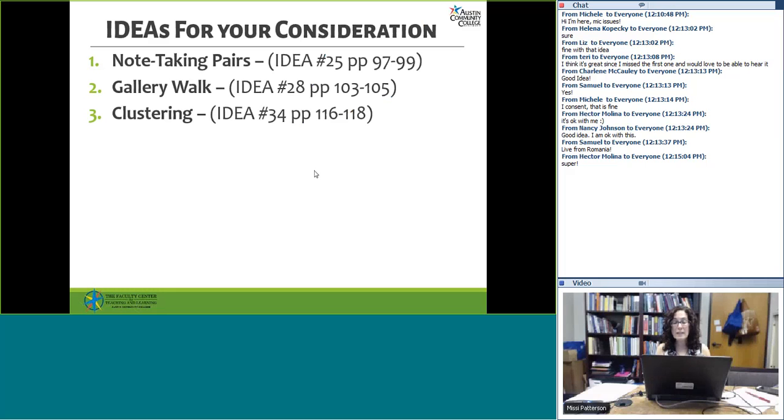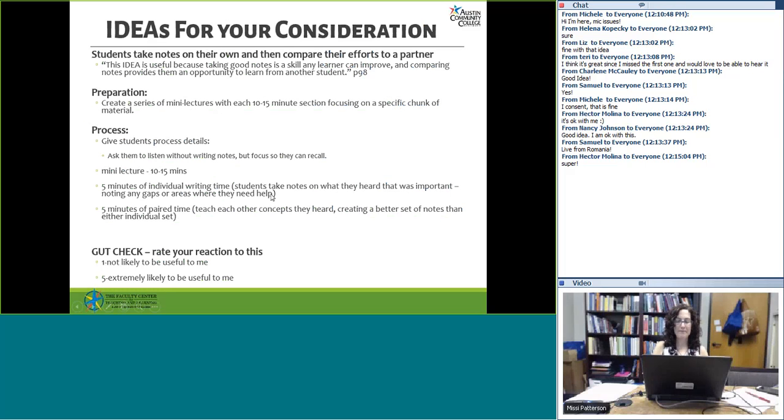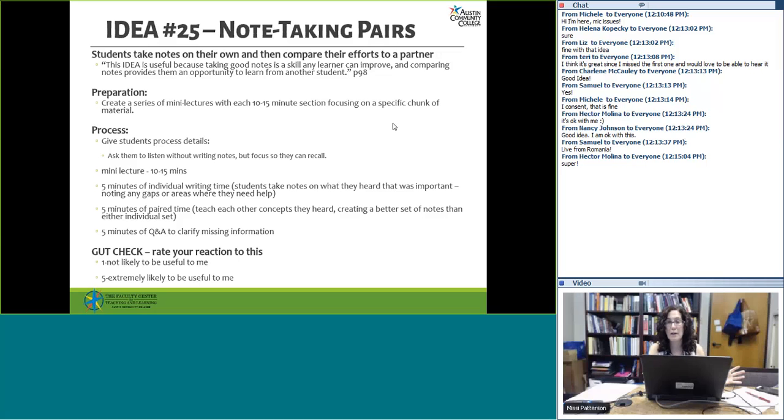So these are the ones I've selected. We're going to be covering note-taking pairs, the gallery walk, and clustering. So here's how we're going to do it. We're going to start with note-taking pairs, and you'll see this slide format is pretty much what you're going to see on each one. The top is just a basic snippet about what the cool thing is about this technique. Then I give you a sense of what you're going to have to do to prepare. So the preparation section is what you as the instructor will be responsible for doing. Process, that's what it's going to be in the classroom. So this is the step-by-step nuts and bolts of how to execute it in the classroom.